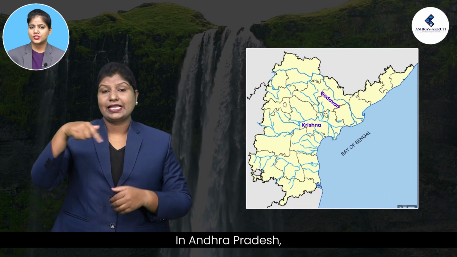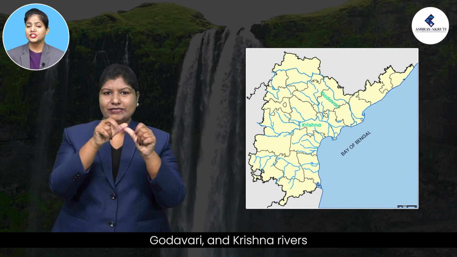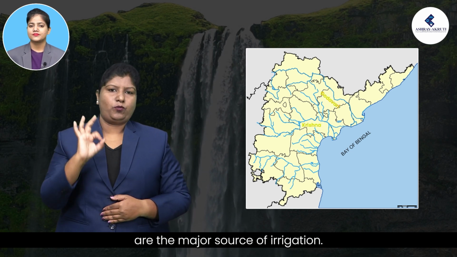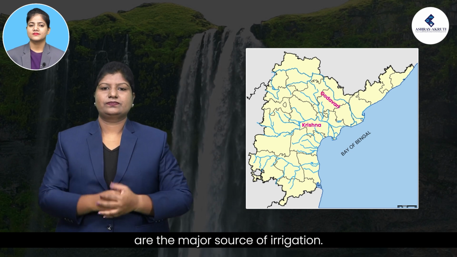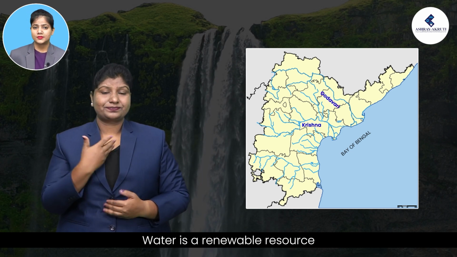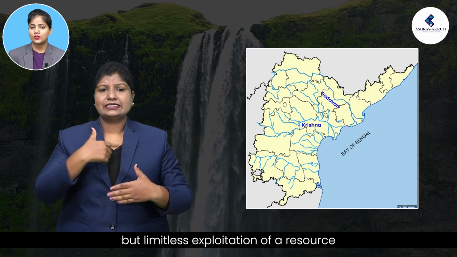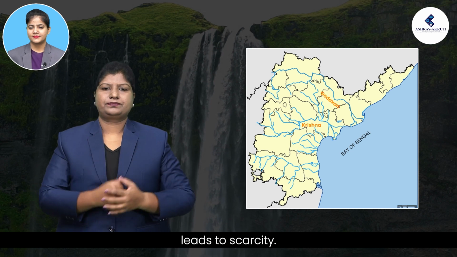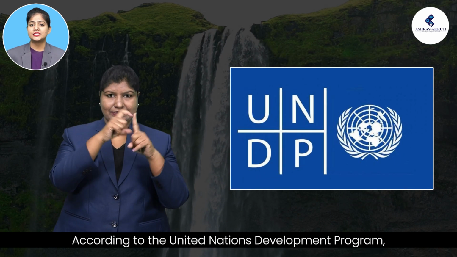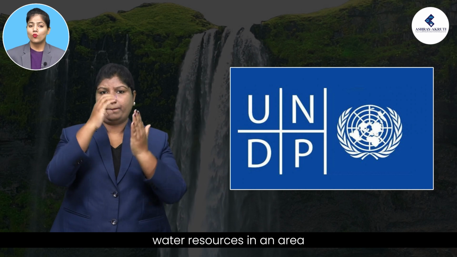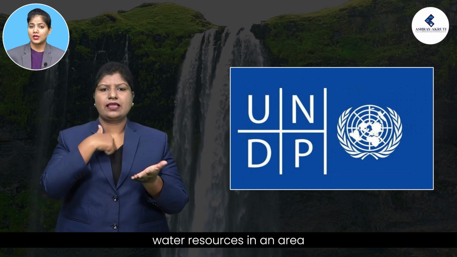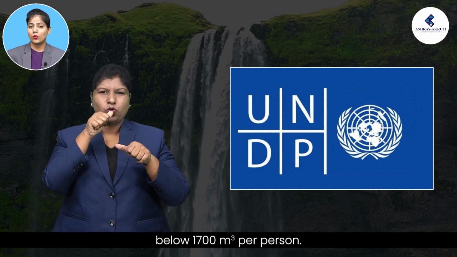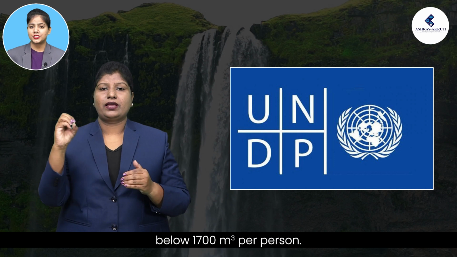In Andhra Pradesh, Godavari and Krishna rivers are the major source of irrigation. Water is a renewable resource, but limitless exploitation of a resource leads to scarcity. According to the United Nations Development Programme, water resources in an area become scarce by a drop in annual water supply below 1700 cubic meter per person.